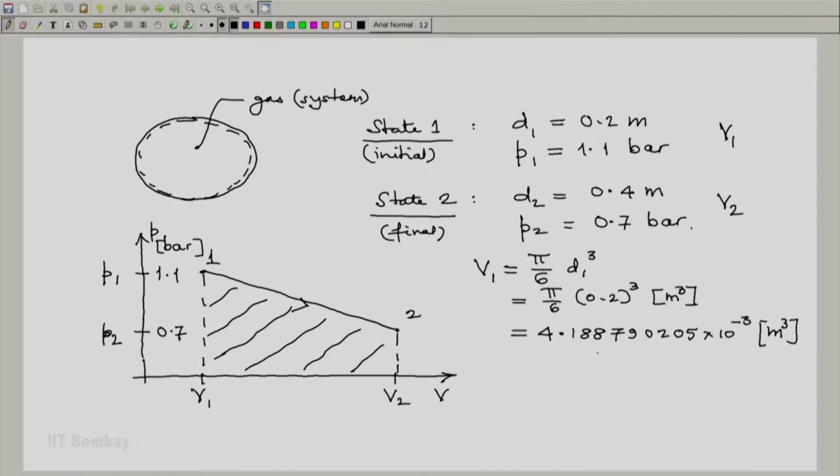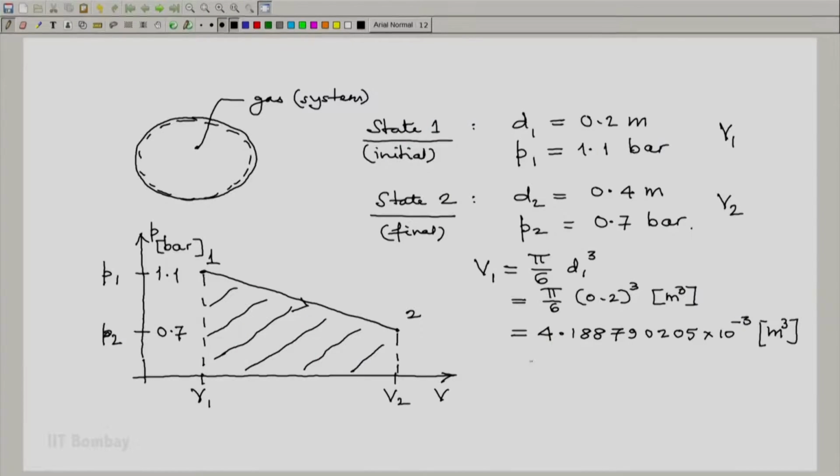Quite often we do not need all those displays, and hence we will round this off to typically 4 digits. In this course, most of the numbers will be good to 4 digits or at most 5 digits. Anything more than that is not worth it, and quite often we will not even be able to measure to that accuracy and work with that accuracy. So instead of this, we will simply say that this is 4.189 into 10 to the minus 3 meter cube.